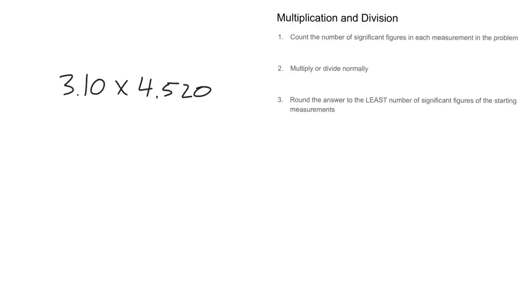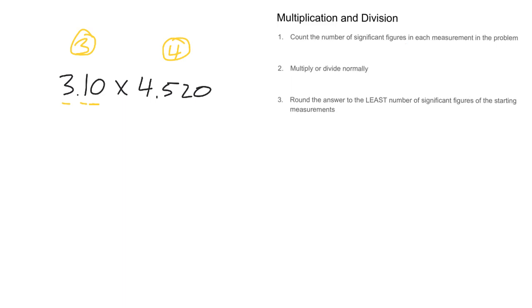So let's say we had this problem right here, 3.10 times 4.520. So we're going to first count the number of significant figures in each measurement in the problem. This one is 3 significant figures. Remember, we have 2 non-zero numbers, and then we have a 0 to the right of a number after a decimal place, so that is a significant number. We also have 4 significant figures in this one. We have 4.52. Those are all significant. And we have a 0 after the decimal place in that one.